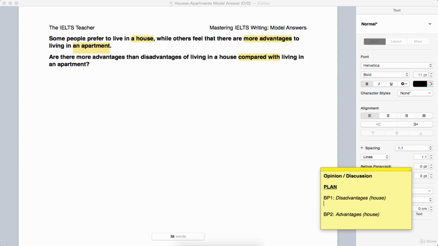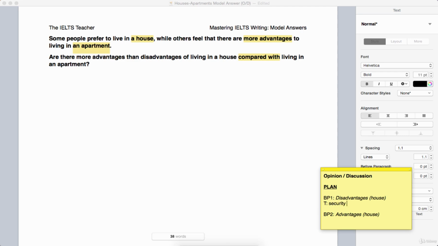So now we've got to think of some ideas, and this isn't too difficult. When it comes to these sort of opinion discussion essays, we're looking at advantages and disadvantages. You just got to come up with some good things and some bad things about living in a house. So if we first of all think about the negatives of a house, one for me is security. I always think about security when it comes to living in a house.